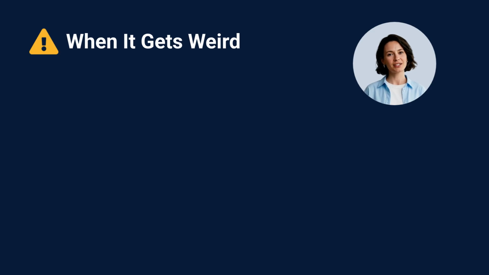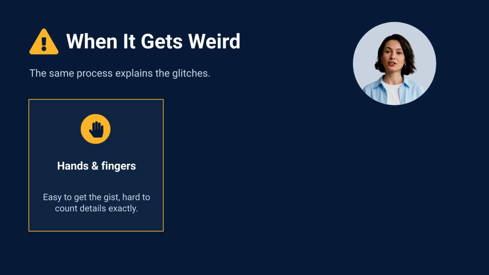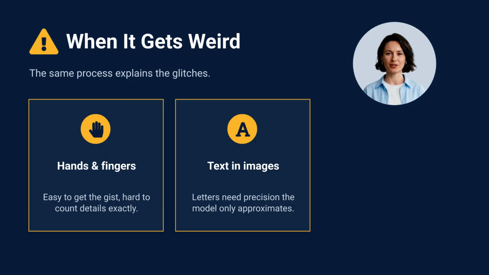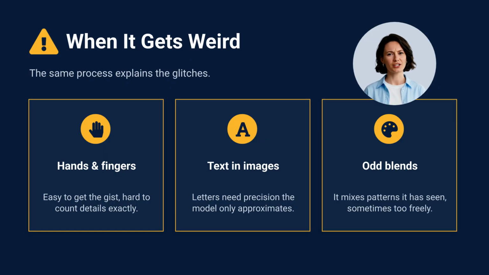Sometimes in image generation, things get weird. This same process we just described also explains the common glitches that occur. Hands and fingers often go wrong because the model captures the general look of a hand easily, but the exact count of fingers needs a precision it only approximates. Text inside images garbles for the same reason. Letters demand exactness. And sometimes you get strange or odd blends, because the model is recombining patterns it has seen, occasionally a little too freely.